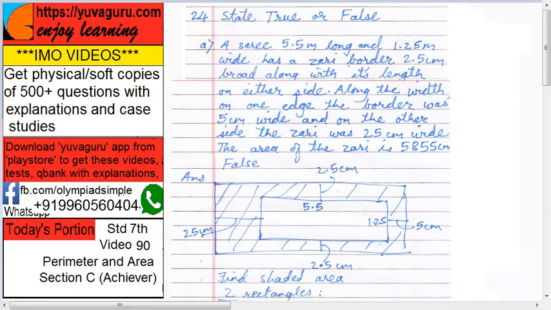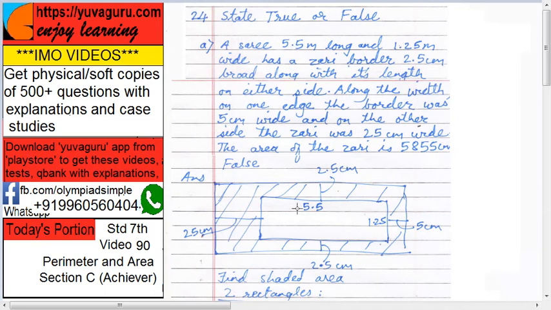Let's start. State true or false. It has 5 to 6 subparts. Let's see each. A sari 5.5 meter long and 1.25 meter wide has a zari border of 2.5 centimeter broad along its length on either side. Along the width, on one edge the border was 5 centimeter wide, and on the other edge of the width, the zari was 25 centimeter wide. The area of the zari is 5855 square centimeter. Now we have to find out the total area of this zari.